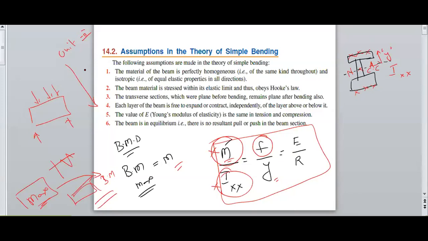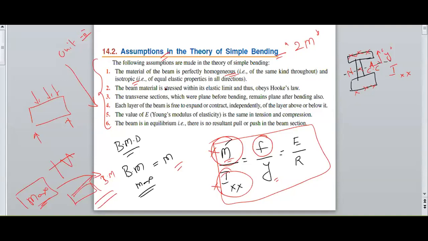While deriving the bending stress equation, we are taking some assumptions. It is a very important 2 marks question: what are the assumptions while deriving the bending stress? The first one is the beam material is homogeneous and isotropic.